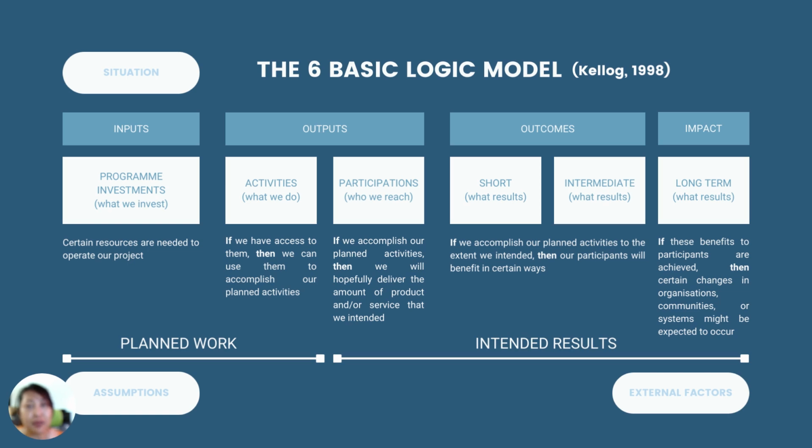This is the six basic logic model from Kellogg 1998. It includes six components. The situation, which is the description of the problem that the project is designed to solve. Inputs, which are concrete resources that are invested in the project, such as funding, staffs, or office space. Outputs, which include things like activities or services that are delivered by the program, and the participation in these services by clients. Outcomes, which include short-term, intermediate, and long-term outcomes.